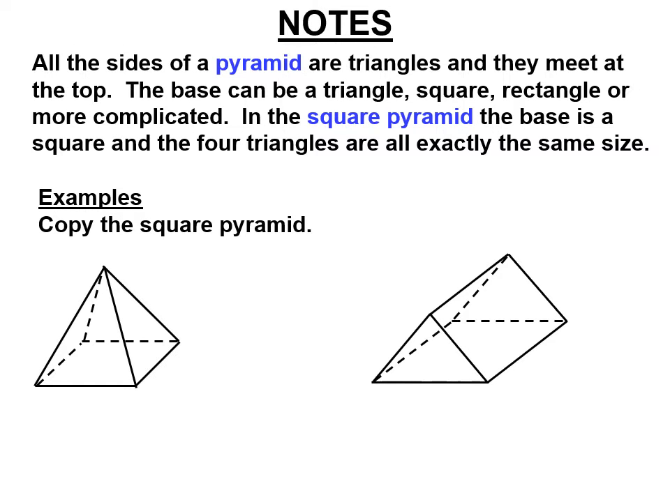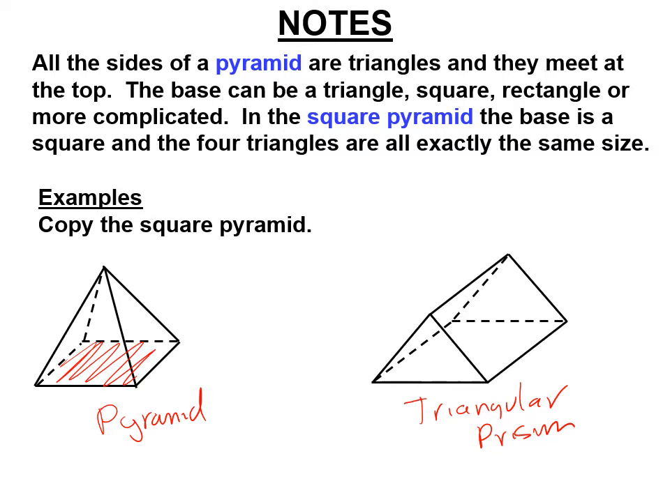All the sides of a pyramid are triangles, and they meet at the top. So this is the pyramid. What was this other thing called? This was the triangular prism. Triangular prisms are half the size of rectangular prisms. This base can be a square, it can be a rectangle, it can be lots of different shapes. But the classic pyramid has a square at the bottom and 4 equal sides.